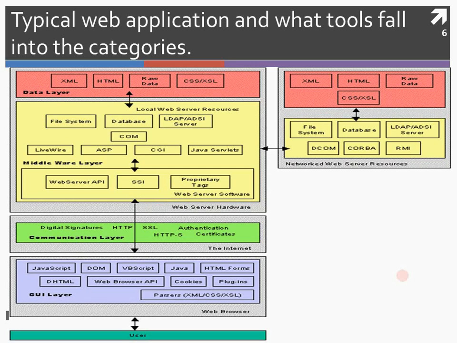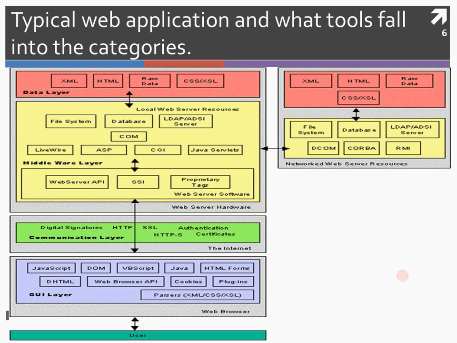After which we have the data layer, which involves XML, HTML, raw data, and CSS, XSL. The data in the data layer that is being manipulated can be in any form. It can be in terms of values; data will have types, data have descriptions, and also different kinds of formats.